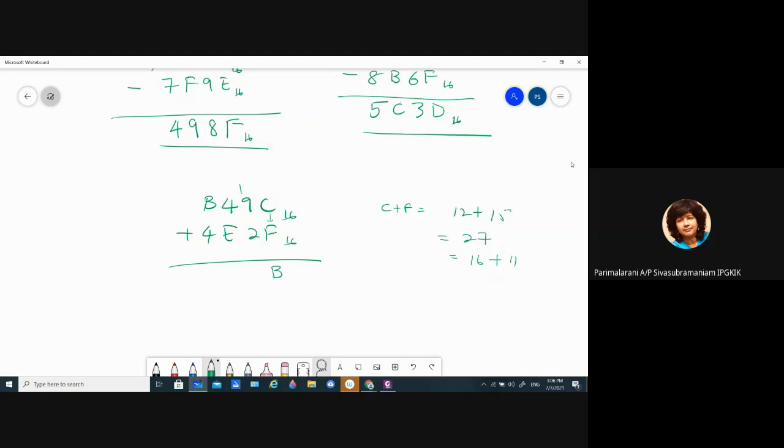Okay. Then second column, 9, 10, 11, 12. 12 is C. 4 plus E. E is 14. 14 plus 4 is 18. 18 means you have 2 here. Regroup 1 16. Okay. Then you have B plus 1. B is 11 plus 1, 12. 12 plus 4 is 16. Okay. So you can't write 16. You write 0. You carry 1. 1. So this is the answer. Correct?